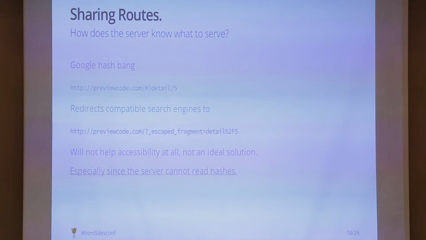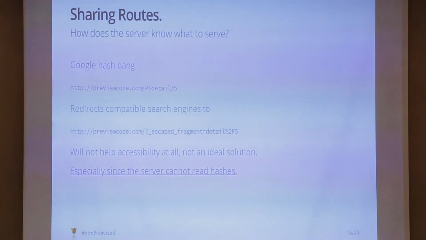So moving on, we have the notion of state and routes. And originally people were doing this approach here, which Google recommended. It was the hashbang notation, where you would give it a fragment at the end whenever you're using your single page application. And then if a search engine that was capable of this hit that, it would redirect to this other URL that would use an escaped fragment, and then your application would have to know how to respond to that and send the correct content.